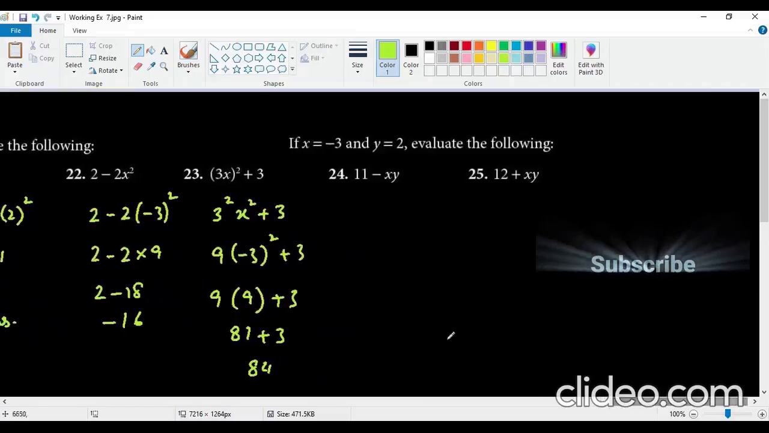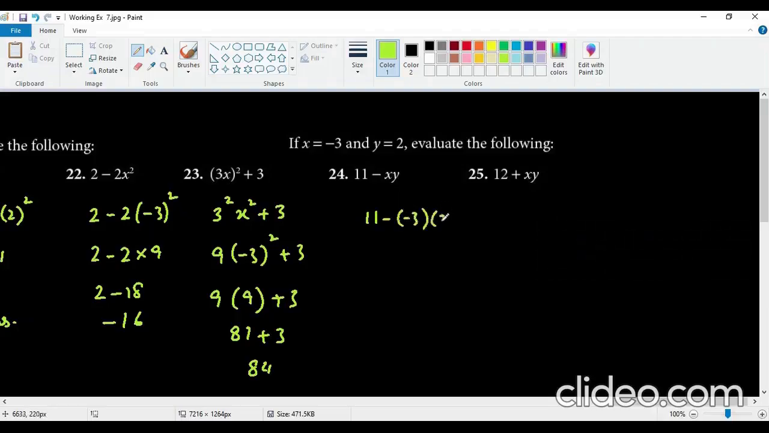Then comes 11 minus x, where the value is negative 3, multiplied by 2. So this is going to give you a negative 6. So 11 plus 6 is going to give you 17.